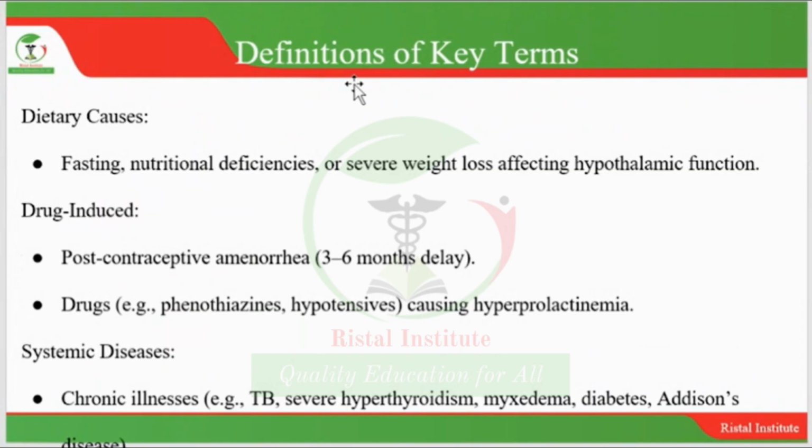So the woman can take 3 to 6 months without bleeding after the use of family planning. Then we have drugs, e.g., phenothiazines, hypotensives, causing hyperprolactinemia, which can lead to amenorrhea. Once the person is using these drugs, the person is likely to develop hyperprolactinemia, which then leads to amenorrhea.